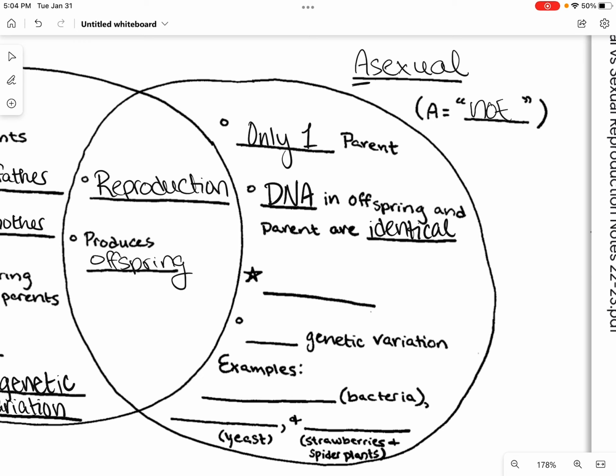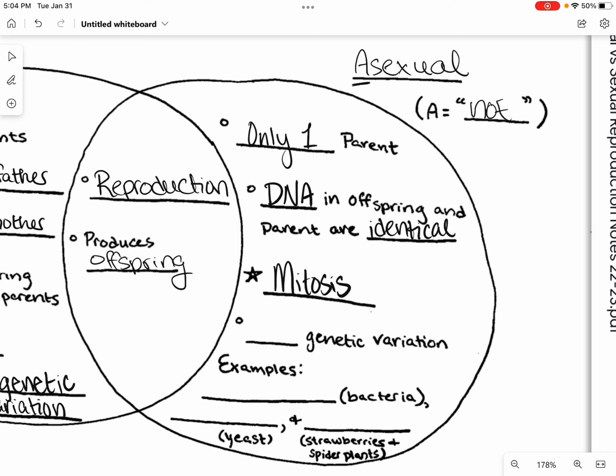And so when we think about our types of cellular reproduction, we have two options. We have meiosis or mitosis. Meiosis is going to result in unique offspring. And so the only type of cellular reproduction that's available to use in asexual reproduction is going to be mitosis.